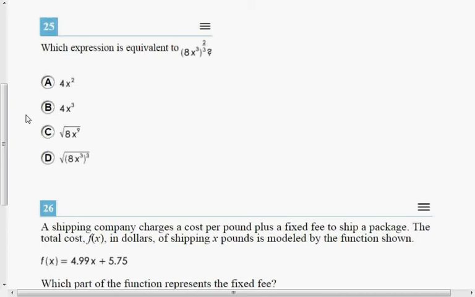Okay, number 25 is another one that I would consider to be pretty high level. If you want to get a 5 out of 5, you might need to know how to do this one. But this is pretty advanced. So it says, which expression is equivalent to 8x cubed to the third power?